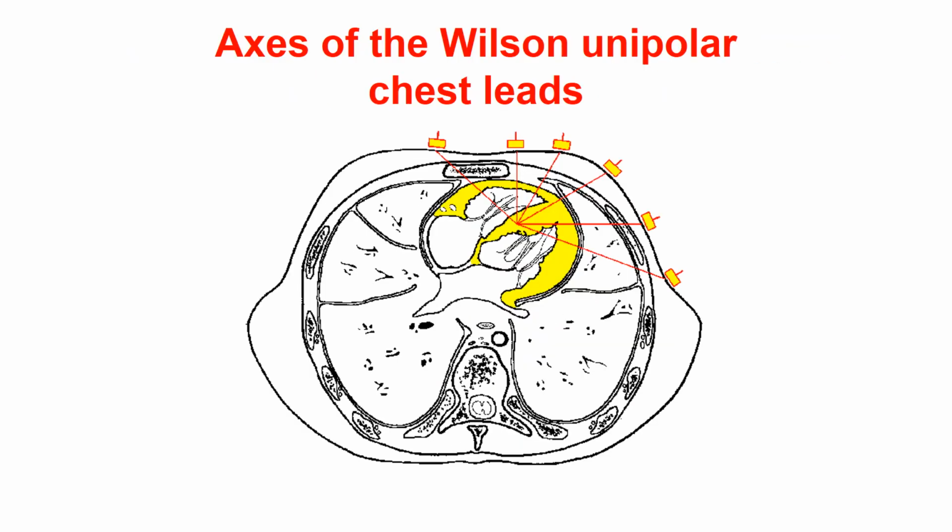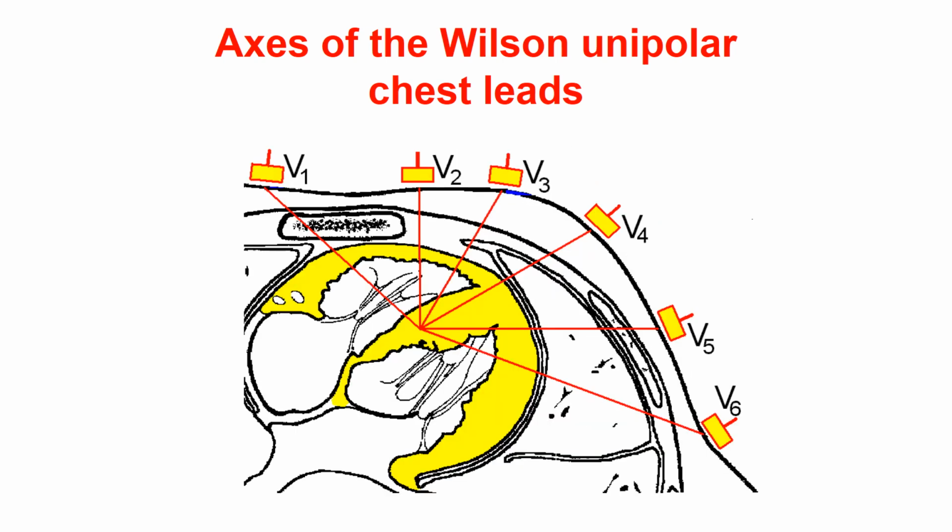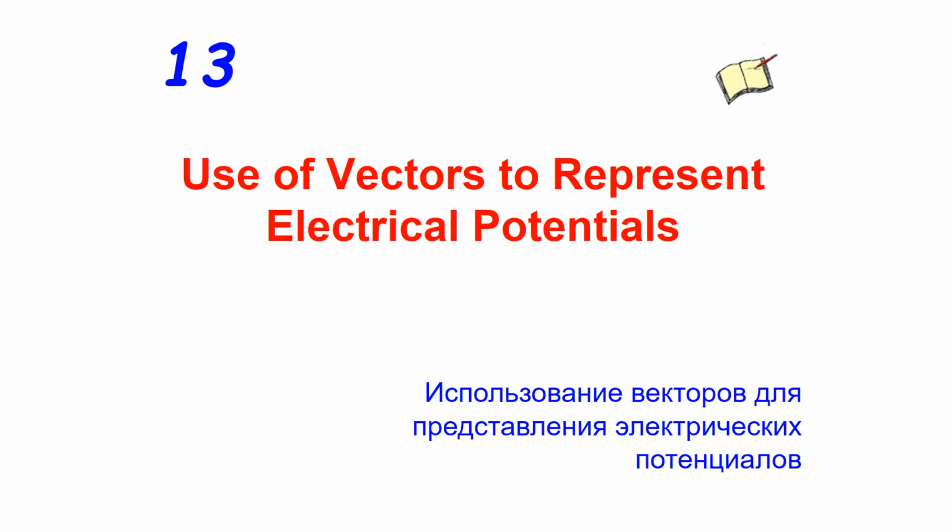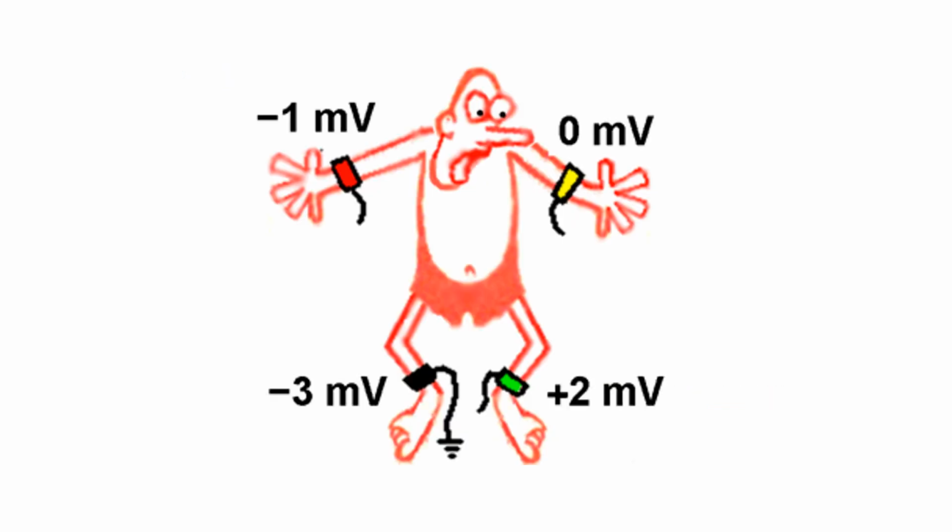Axes of the Wilson unipolar chest leads. Enlarged picture. Use of vectors to represent electrical potentials. Let us assume that, as a result of the electrical activity of the heart, at some point in time, the potentials shown in the figure were formed on the surface of the patient's body. On the right hand, -1 mV, on the left hand, 0 mV, on the right leg, -3 mV and on the left leg, +2 mV.